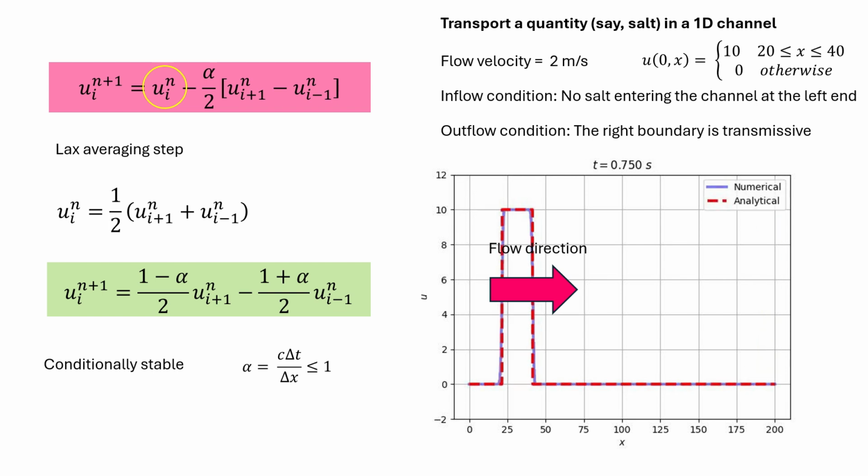Once the initial salt pulse fully exits the right boundary at x is equal to 200 meters, the entire channel will have no salt concentration.